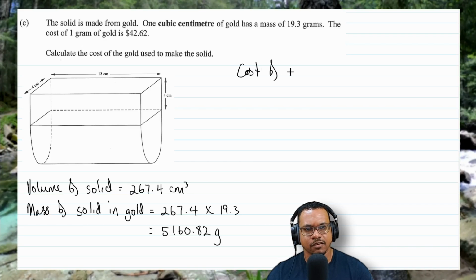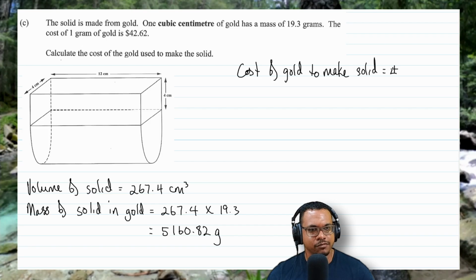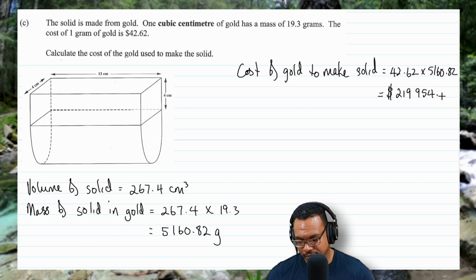So I'm going to have the cost of the gold to make the solid, and that'll equal the $42.62 multiplied by the 5,160.82. And that'll be equal to, we're going to have $219,954 and 15 cents. And this will be question 6 for June 2022 completed.